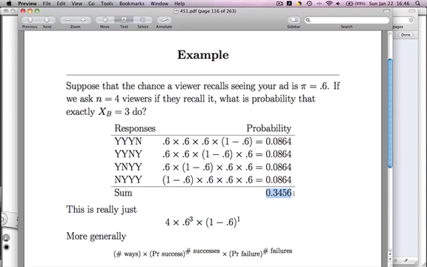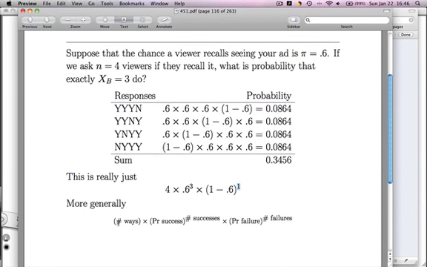Let's get a little bit clever about this. What did we do? Well, there are 4 ways of getting 3 yeses out of 4 tries. And then if you look at the formulas up here, each one of them involves 3 copies of 0.6 because we want 3 yeses. And they all involve 1 copy of 0.4 since we want 1 no. So that probability, 0.3456, is just 4, number of ways, times the probability of a yes raised to the number of yeses that you want, times the probability of a no raised to the number of no's that you want. So that's the general formula if we write it out.